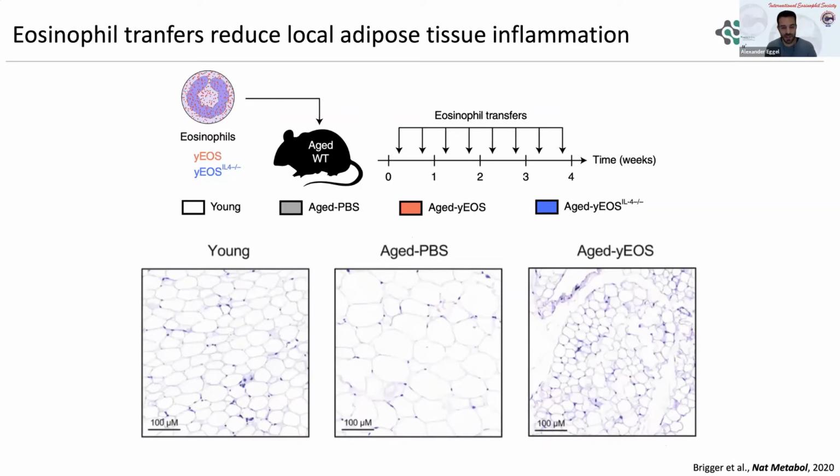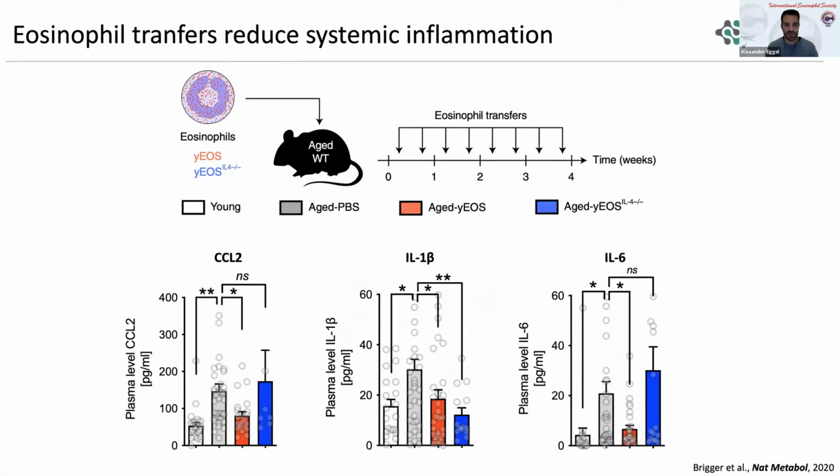Now, also on a histological level, we saw rejuvenating effects, if I may call them that, in that the eosinophil-treated mice showed reversed adipocyte hypertrophy. So they had smaller adipocytes again as compared to the PBS control. Now, if we look systemically, if we analyze the blood and measure the same factors as locally in the adipose tissue, we saw an exact mirroring of what was going on in the adipose tissue.